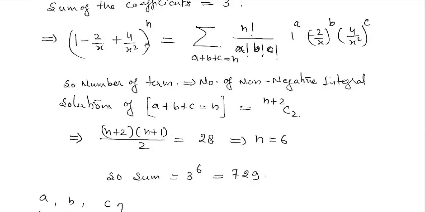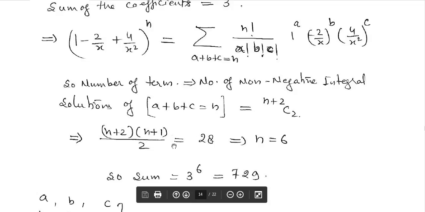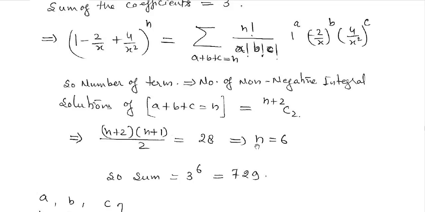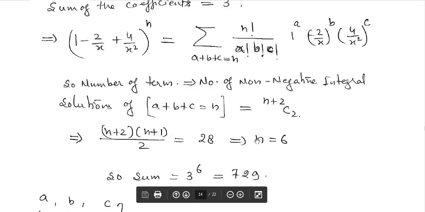So the number of terms in the expansion of this is the same as the number of non-negative integral solutions of this equation, and from P and C you can get n plus 2 C 2 non-negative integral solutions. It is given that this is equal to 28. If you simplify that, you will get n equal to 6, and then 3 to the power 6 is 729, which is the answer to the question.